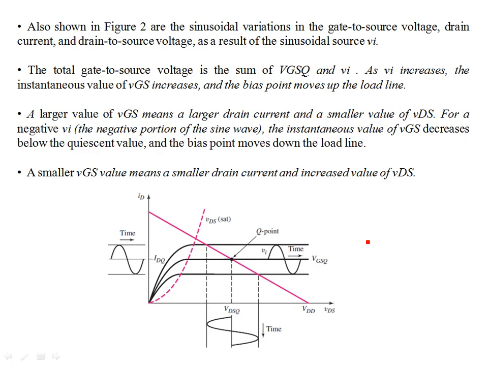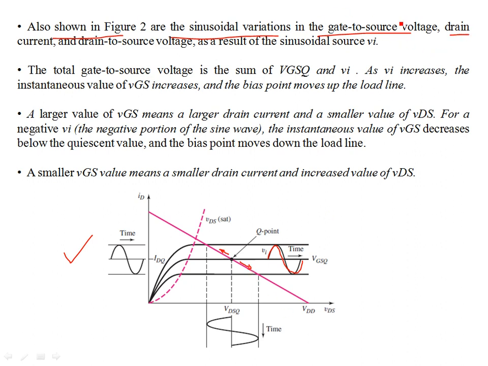So again, we have this figure over here. Let's talk about the description. It's also shown in figure 2 are the sinusoidal variations in the gate source voltage. We have seen that the gate source voltage is also varying, which means that the Q point is shifting up and down. The Q point shifts up where the output voltage reduces, then it shifts down and the output voltage increases with time.